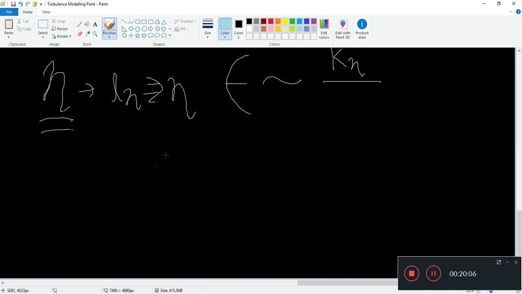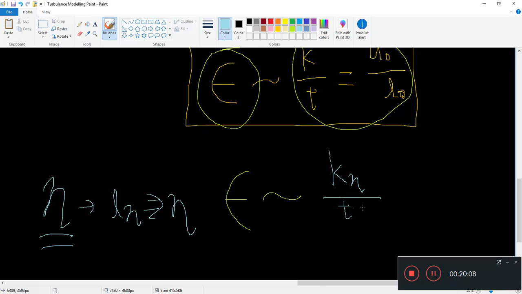And for the time scale, we like to also write T eta. So it will be some kinetic energy over some time scale. This is just for scaling analysis.